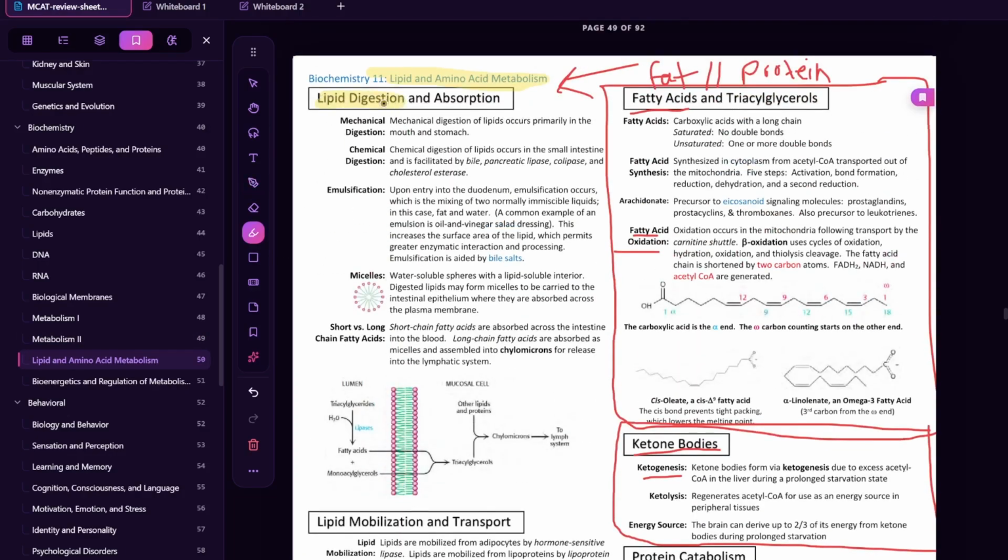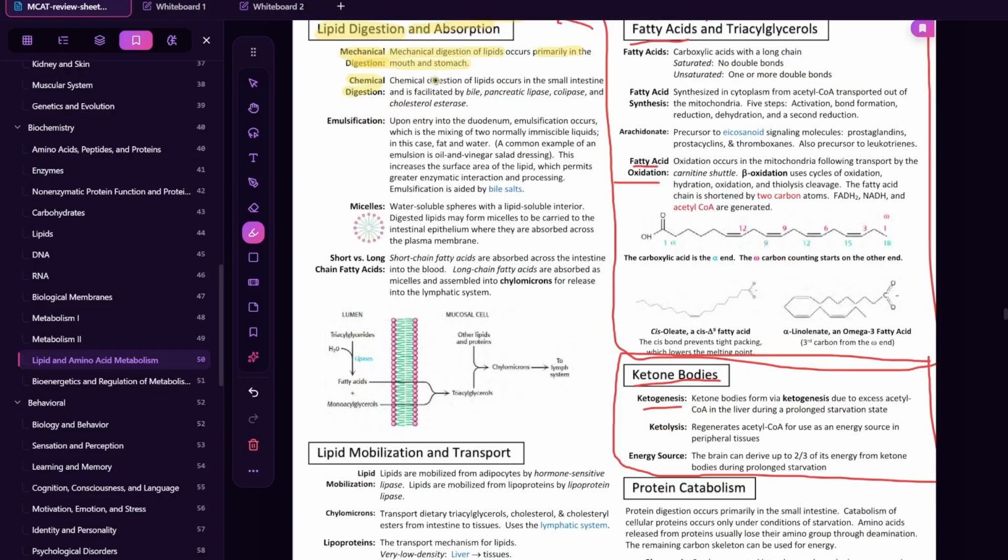So lipid digestion and absorption. So we need to eat lipids. Mechanical digestion of lipids occurs primarily in your mouth and stomach, so you're just eating them. The chemical digestion of lipids occurs in your small intestine and is facilitated by bile, pancreatic lipase, colipase, and cholesterol esterase. Emulsification is upon entry to the duodenum. If you didn't do biology, you should go back to the digestive system chapter, because the duodenum is part of your intestine. So it's important to remember that.